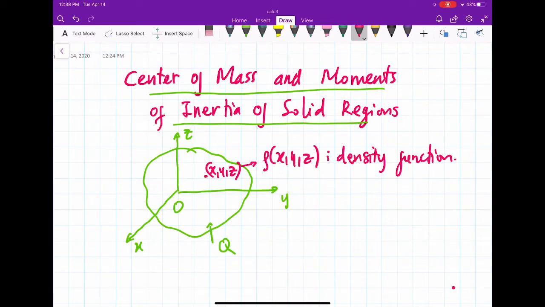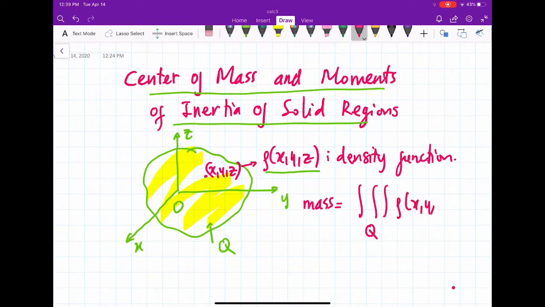Alright, suppose that you have some solid region right here, and you need to find the mass of this. This solid region has density function rho(x, y, z), which depends on x, y, and z. The formula of the mass looks like this. That is the triple integral over Q of rho(x, y, z) dV.